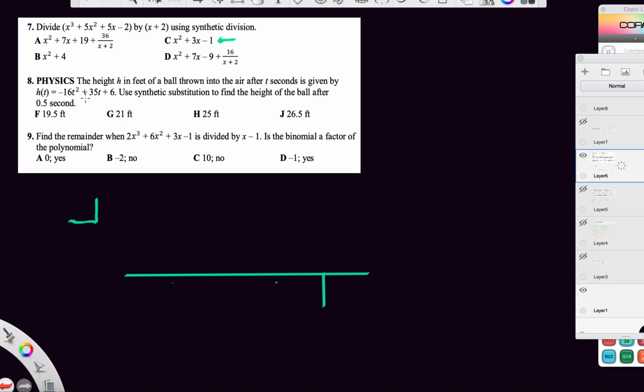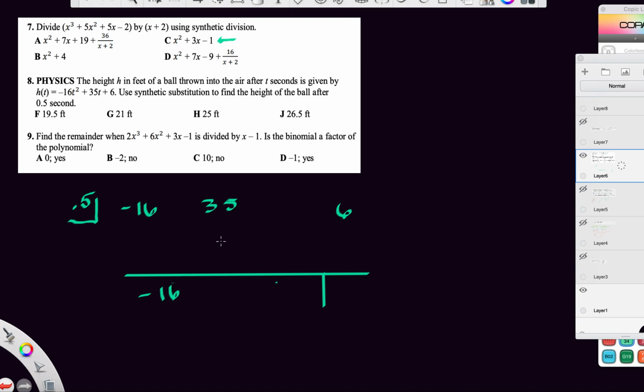Now we're writing again. Now we have a function here. Easy peasy. All we're doing is putting the function here. And we want to know what's happening after 0.5 seconds. Now, with synthetic substitution, you put the actual value in there. We're going to put 0.5 in there. Last but certainly not least, we're going to put in negative 16, 35, and 6. And what we get as a remainder is going to be the answer to our question. And we did this in class. Drop down the negative 16.